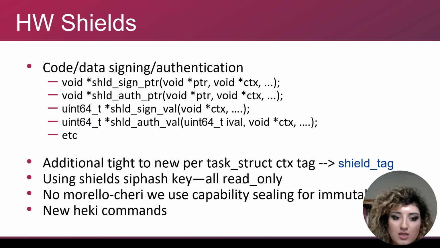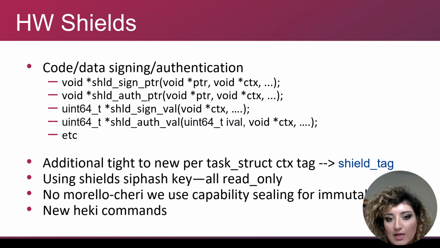This part may change in the future if we have a better way of authenticating user space tasks that use Shields. But for now, we have this tag per privileged task. And internally, these functionalities are also using the kernel's SipHash, a short-input hash.